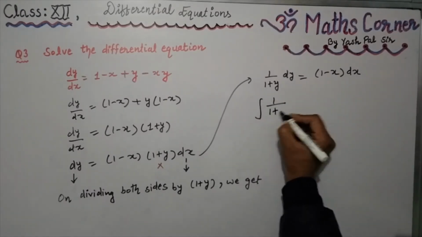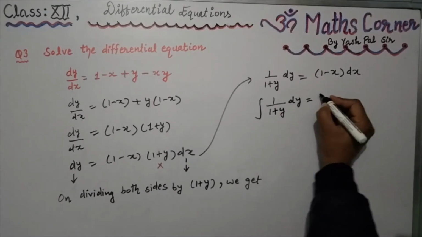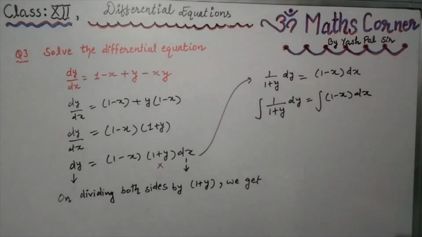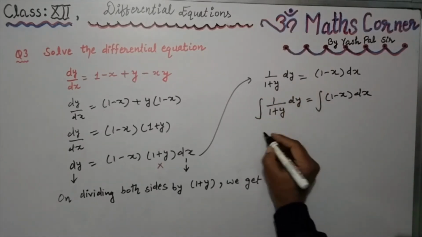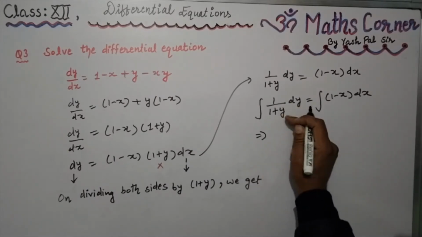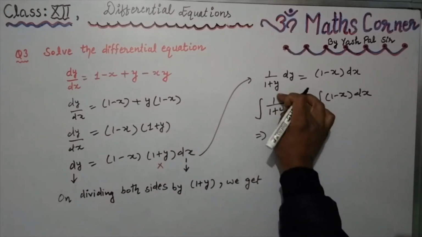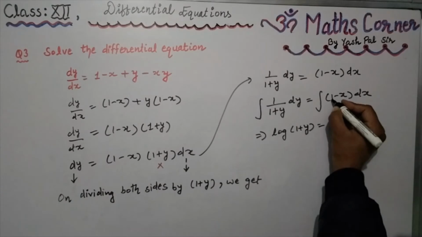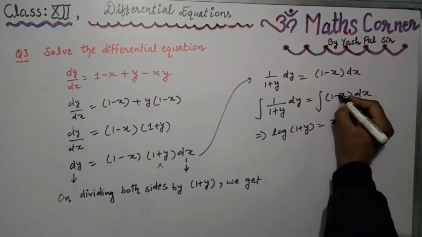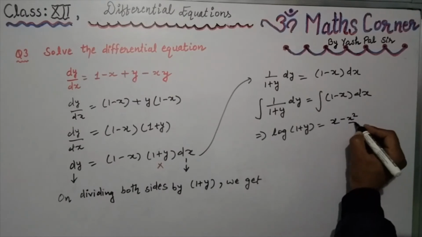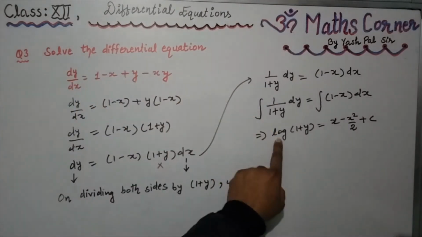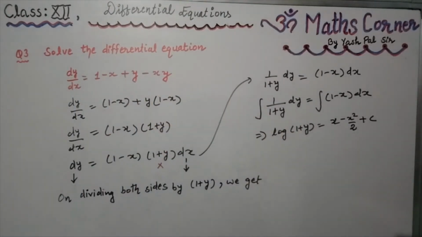Now integrating both sides, integrating means we insert this symbol here: the integral of 1 upon 1 plus y into dy, and on the right hand side the integration sign will be inserted, the integral of 1 minus x into dx. Okay, now what is the integration of the first term? Since the exact derivative of 1 plus y is 1, we say log of 1 plus y. Similarly, on the right hand side the integration of 1 is x, and integration of minus x is minus x square upon 2, plus c, the constant of integration. This is the solution of the given differential equation.